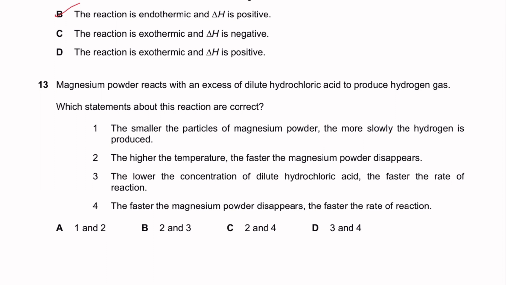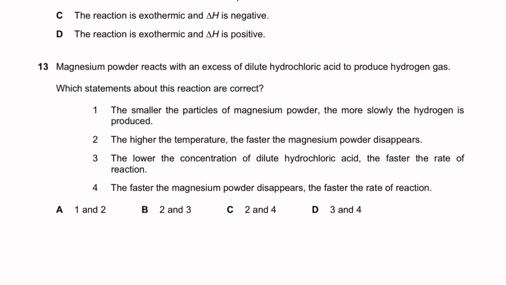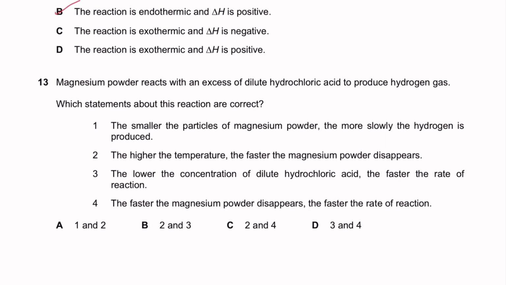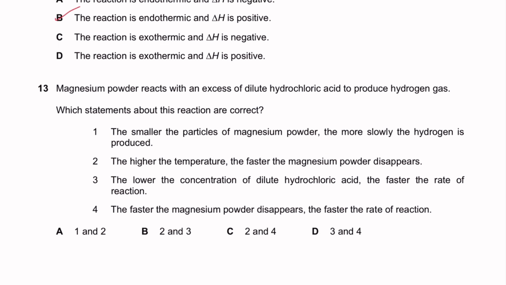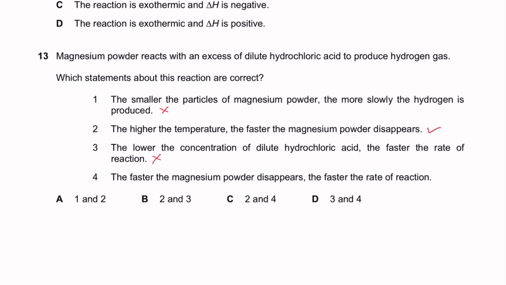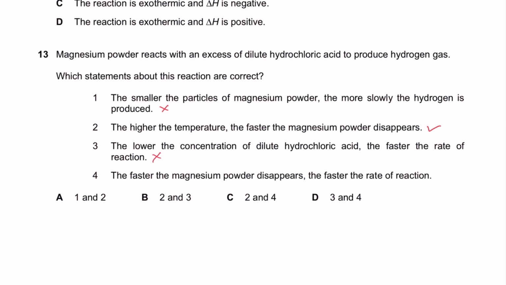Potassium powder reacts with an excess of dilute hydrochloric acid to produce hydrogen gas. Which statements about this reaction are correct? The smaller the particles of magnesium powder, the more slowly the hydrogen is produced. It's wrong. The higher the temperature, the faster the magnesium powder disappears. That is correct. The lower the concentration of dilute hydrochloric acid, the faster the rate of reaction. It's wrong, because the higher the concentration of dilute hydrochloric acid, the faster the magnesium powder disappears, the faster the rate of reaction. It's correct, so it will be C.